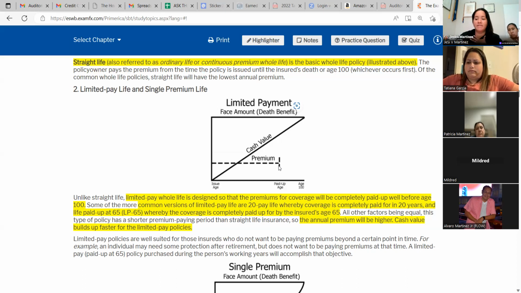So if I want to be paid up at 65, I'll grab one that's 30 pay, right? Like I'll pay it in the next 30 years, but then I'll be covered until I die or until I'm 100. So that's what limited pay is. Now, they just mentioned those two options because those are the most common ones. Either you pay it in 20 years or you pay it up to the age of 65. That could mean 5 years, that could mean 10, it's a case by case, obviously, depending on your age.